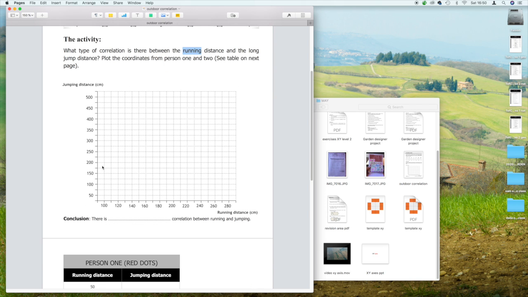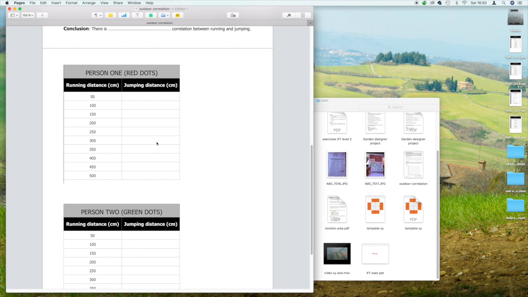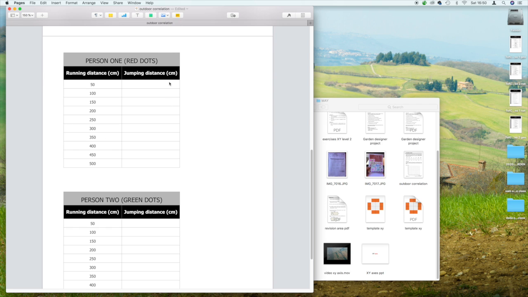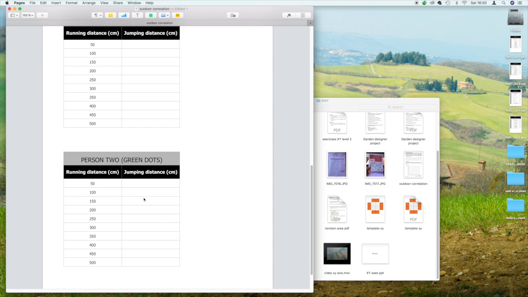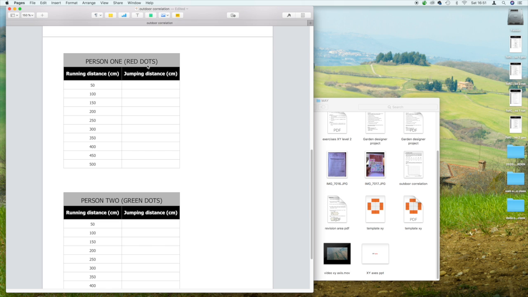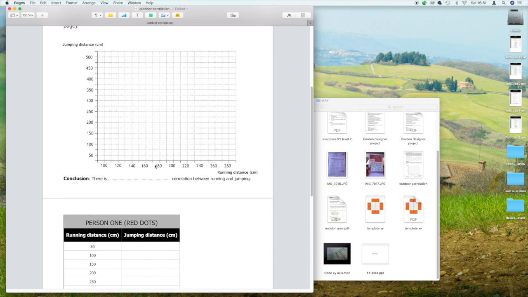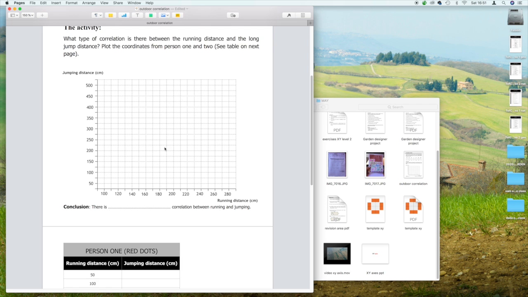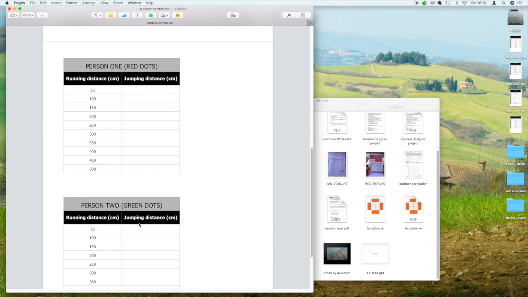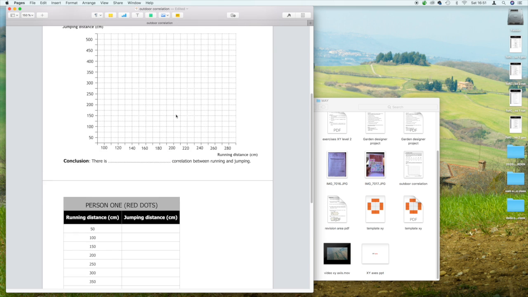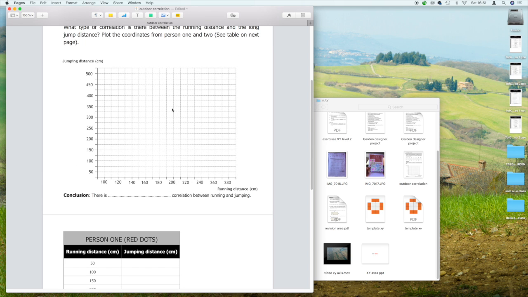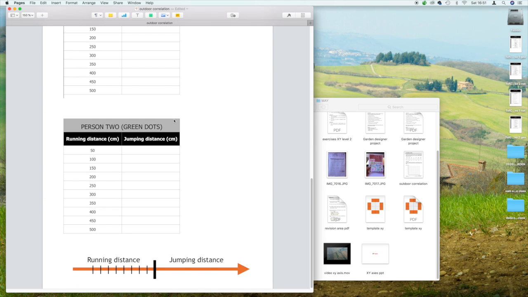You need to fill this graph here with some coordinates. How do you get the coordinates? Here on the second page, you have two tables. One for the first person and the second for the second person, which could be your dad, your sister, your brother, or your friend. Now, one person will be red dots, so here it's going to be full of little red dots, and the second one will be green dots. If you find out that the red and green dots have exactly the same distance, so they should be placed in the same place, just draw one black dot. It's the fusion of both.